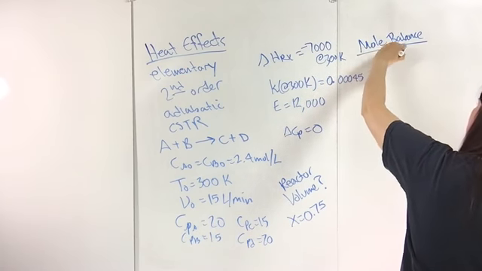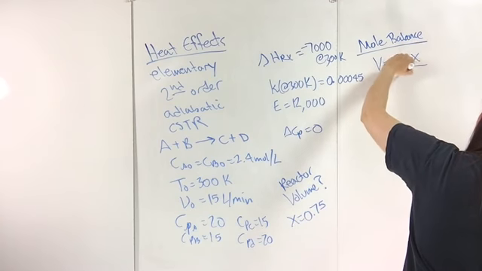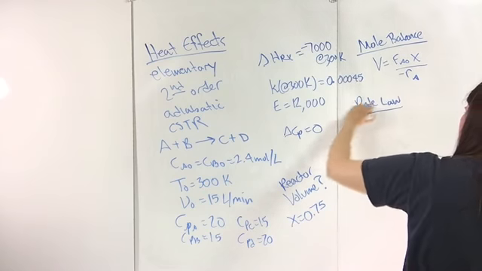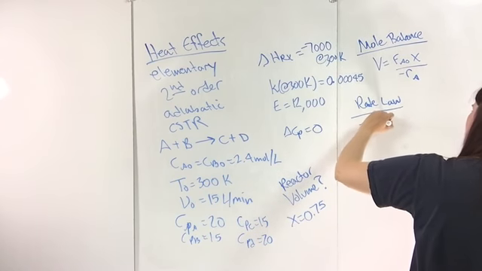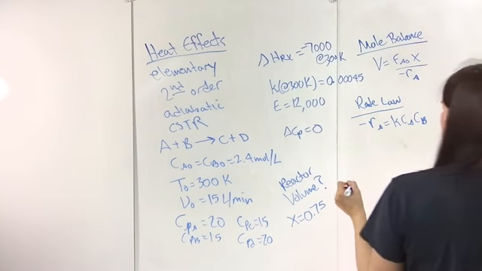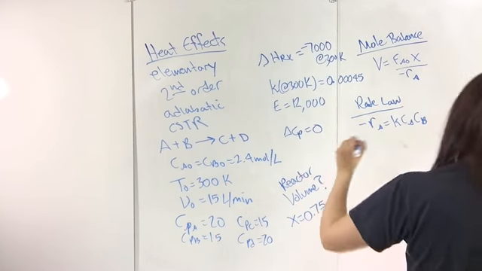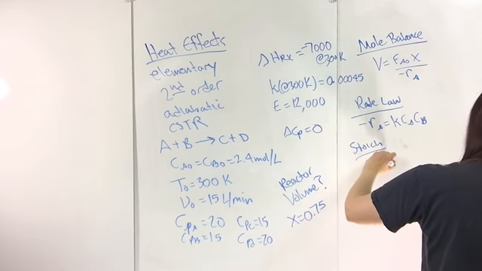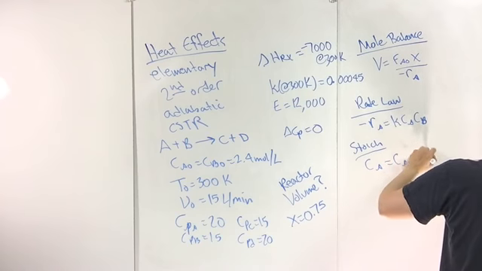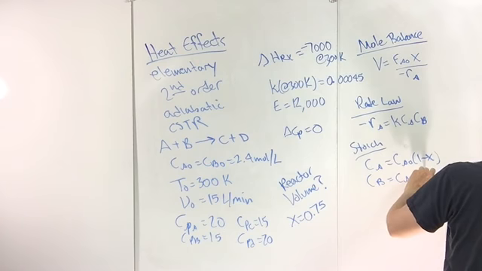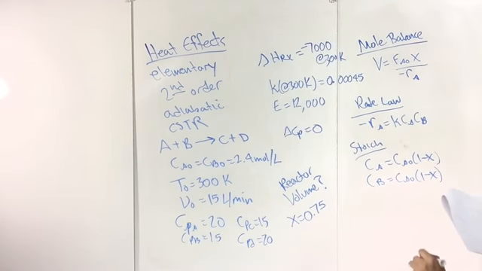So V is equal to FA naught X over minus RA. Next is the rate law. Minus RA is equal to K CA CB. It said it's elementary second order. Stoichiometry: CA is equal to CA naught (1 minus X), and CB is also equal to CA naught (1 minus X), because, well, I'm assuming it's liquid.